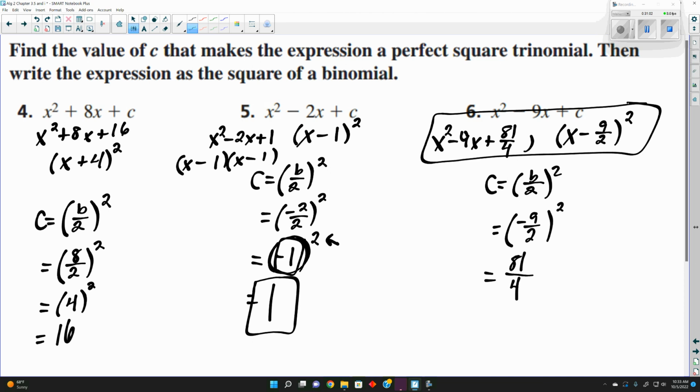Yeah. And I would look at what they're asking. Find the value of c that makes the expression a perfect square. So that's our c. Then write the expression as a square of a binomial. Binomial, so polynomials are what we're looking at. And bi is 2. So they're wanting it as a two-termed polynomial that's being squared. Two terms being squared. Because we're talking about perfect square trinomials. Tri is 3. 1, 2, 3. Questions on any of this here?